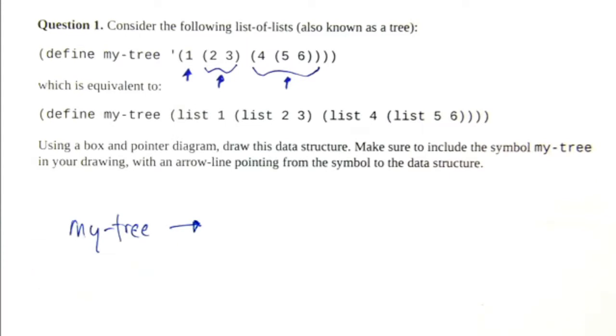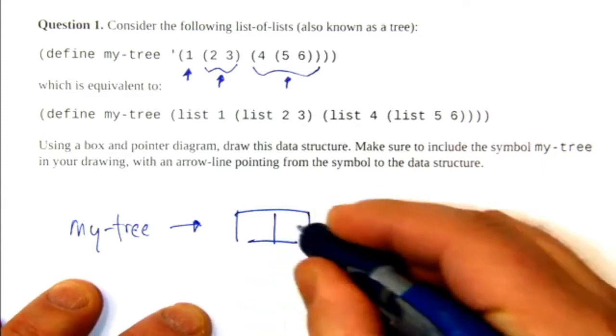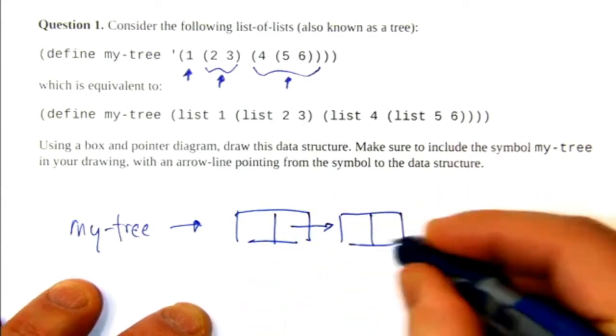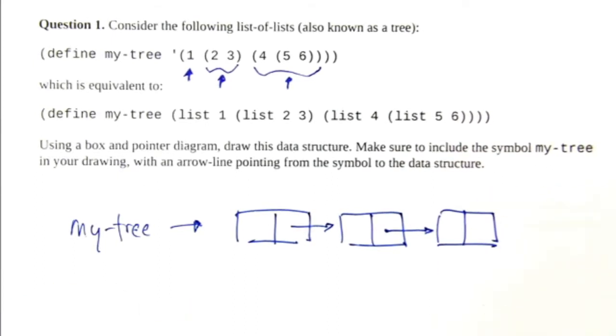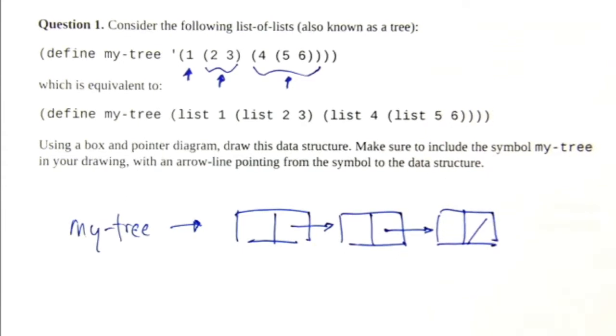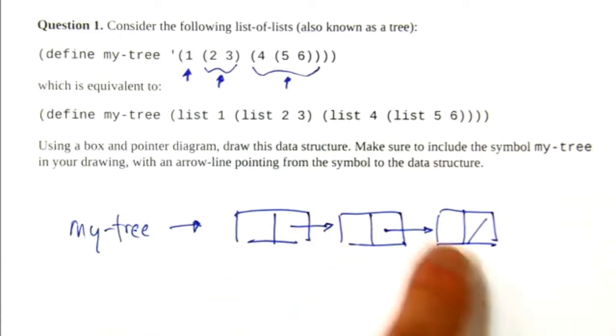So if there's three things, there's three cons cells. And what's in the cdr position of the last cons cell? I heard it. Null. That's right, the empty list, which we draw that way. Okay, so that's the top level list. Now you can fill in what is in the car position, what's in the cadr position, what's in the third position, and so on. So keep going from here.